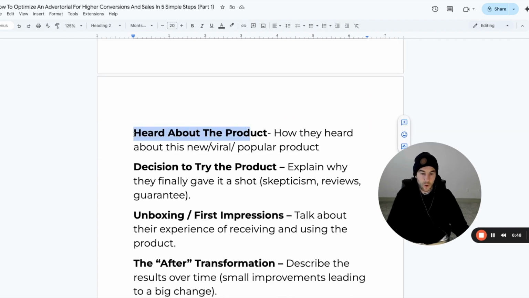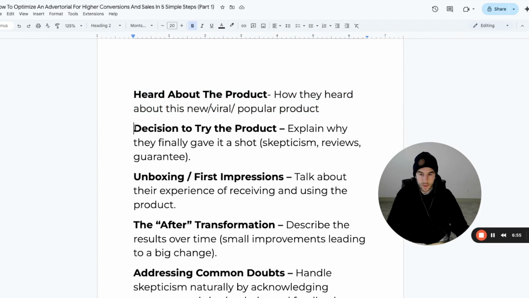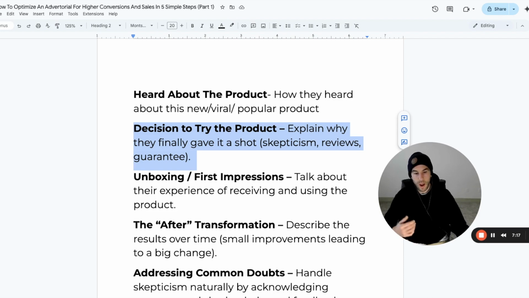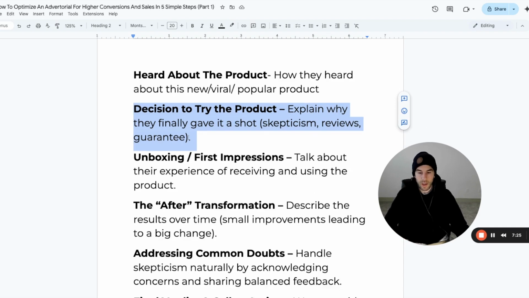Then we're going to get into how they heard about the product, and it's this new viral popular product. They made the decision to try the product, so explain why they finally gave it a shot. Were they skeptical? Did they see reviews? Did they see that they had a guarantee? You want this to mirror how somebody who's actually reading this would feel. So if your audience has skepticism around your product, make that clear here. Literally just talk about, I was skeptical about XYZ, but after seeing all the reviews, seeing that they had a guarantee, all these things, it really convinced me to go ahead and try it.